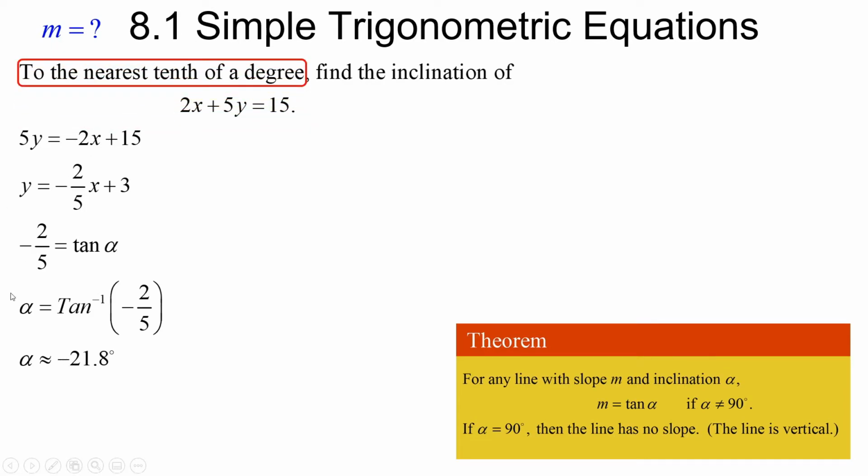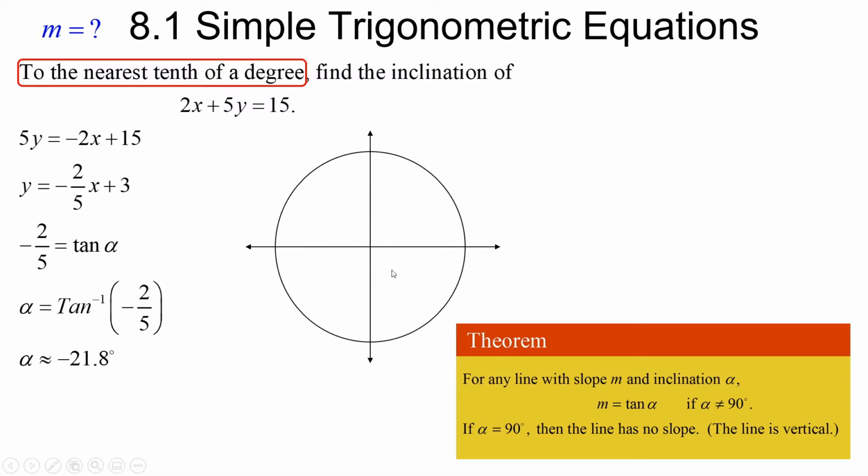Now, this is the most common mistake that I'm going to see on problems like this on a test. Because remember, in our definition of an angle of inclination, the angle of inclination is the positive angle the line forms with the x-axis in the closed interval from 0 to 180 degrees. So how do we convert this?